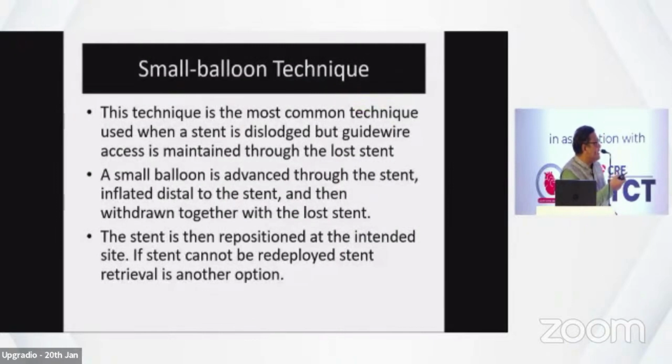Now, this technique is very important. What you do is, when the stent gets dislodged, wire is there, you put a small balloon through that stent to the distal part, and then what you can do is slightly inflate and then try to take the stent to where you want to do. So that is called a small balloon technique. If not, then you can even go distally and pull back the stent a little bit and deploy in a different part where it is easy to deploy. But as I said, deployment of the stent is the best option.